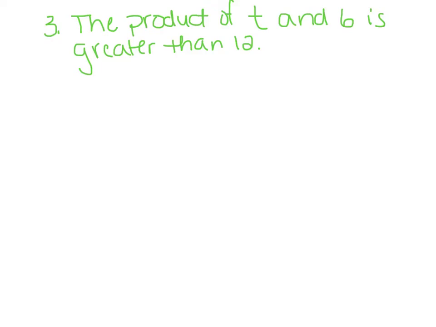Okay, so let's see if you got it right. So the product means multiplication. So we're going to multiply t and 6. Usually we put 6t because it's kind of weird to put t times 6. And then we put is greater than 12. Alright, did you do a good job? If so, tell yourself you're a superstar. And then let's go ahead and move on to the next objective.